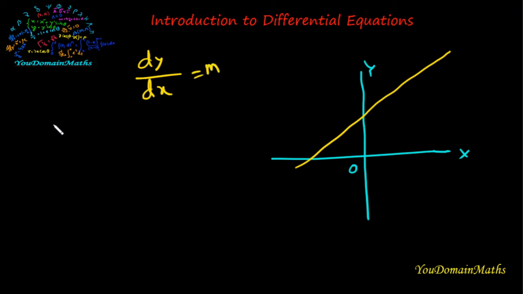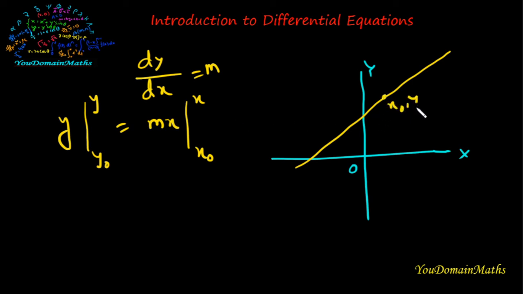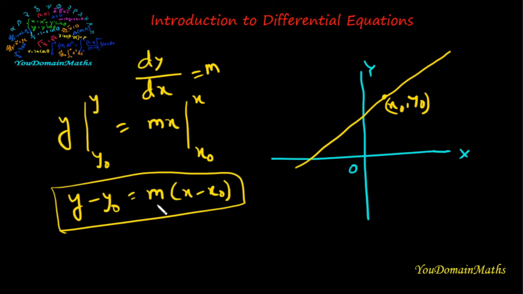So dy/dx equal to m. When we integrate both sides with respect to x, we get y on the left side with limits from y naught to y, and mx on the right side with limits from x naught to x, because the initial point is x naught and y naught. So we get y minus y naught equal to m times (x minus x naught). Everybody knows this is the equation of a straight line whose slope is m and which passes through the point (x naught, y naught).